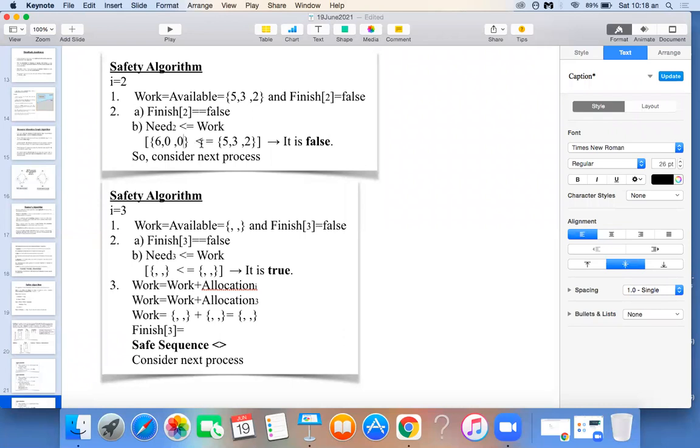Is 6 less than 5? No, sir. No. So no need to consider the remaining values. You can directly write it as false.